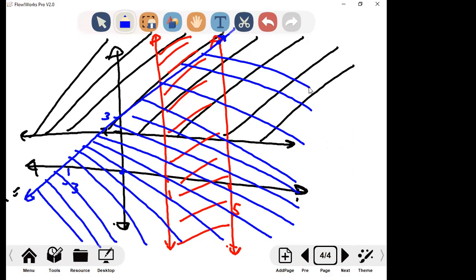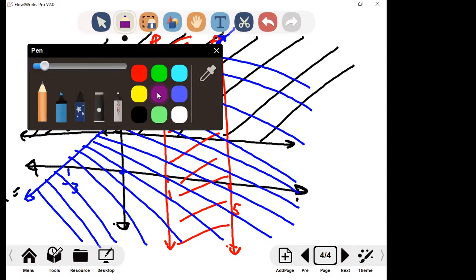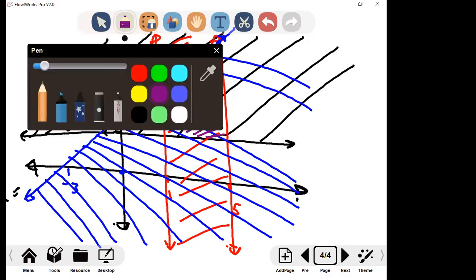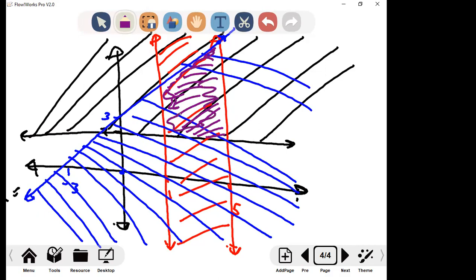Now the area which has blue, red, and black, so which is this one. I will choose a different color for this one. Okay, this one here, right?